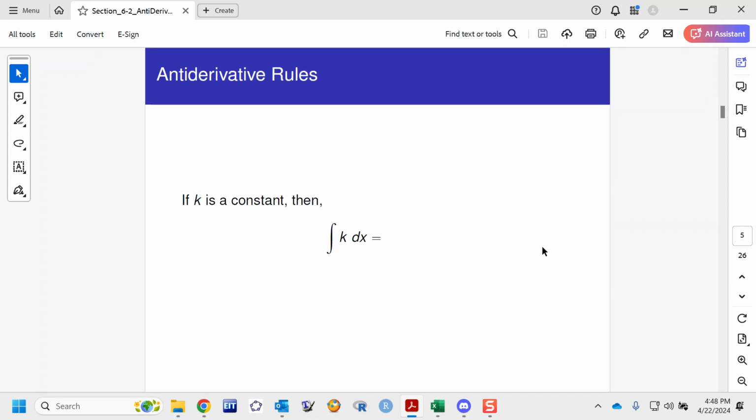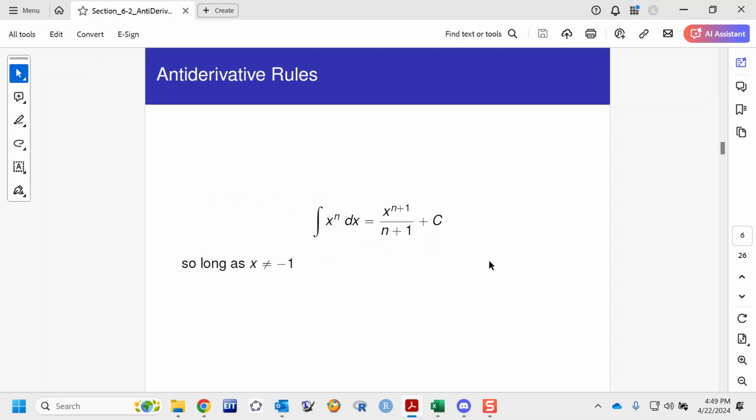We talked a little bit and derived some of these antiderivative rules. So if I'm taking the antiderivative of a constant k, then I get kx plus c, where c is any real number. If I'm taking the antiderivative of x to the n dx, then I get x to the n plus 1 over n plus 1 plus c, where c is any real number. This is so long as n is not equal to negative 1.